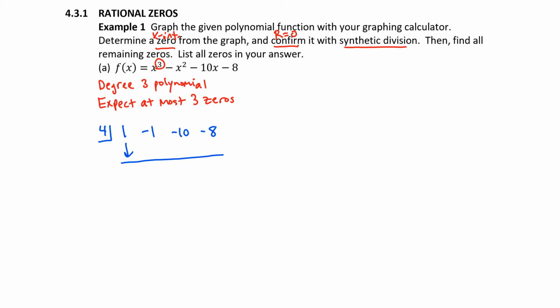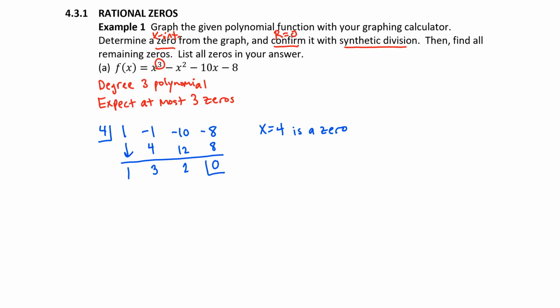I'm going to pick up the coefficients of the given polynomial and set up my synthetic division problem. So remember, we take the number in the box times the number on the baseline, and then we sum vertically. So 4 times 3 gives me 12. Negative 10 plus 12 is 2. 4 times 2 is 8, and negative 8 plus 8 is 0. So we have a remainder of 0. Therefore, we know at this point, x equals 4 is a 0.